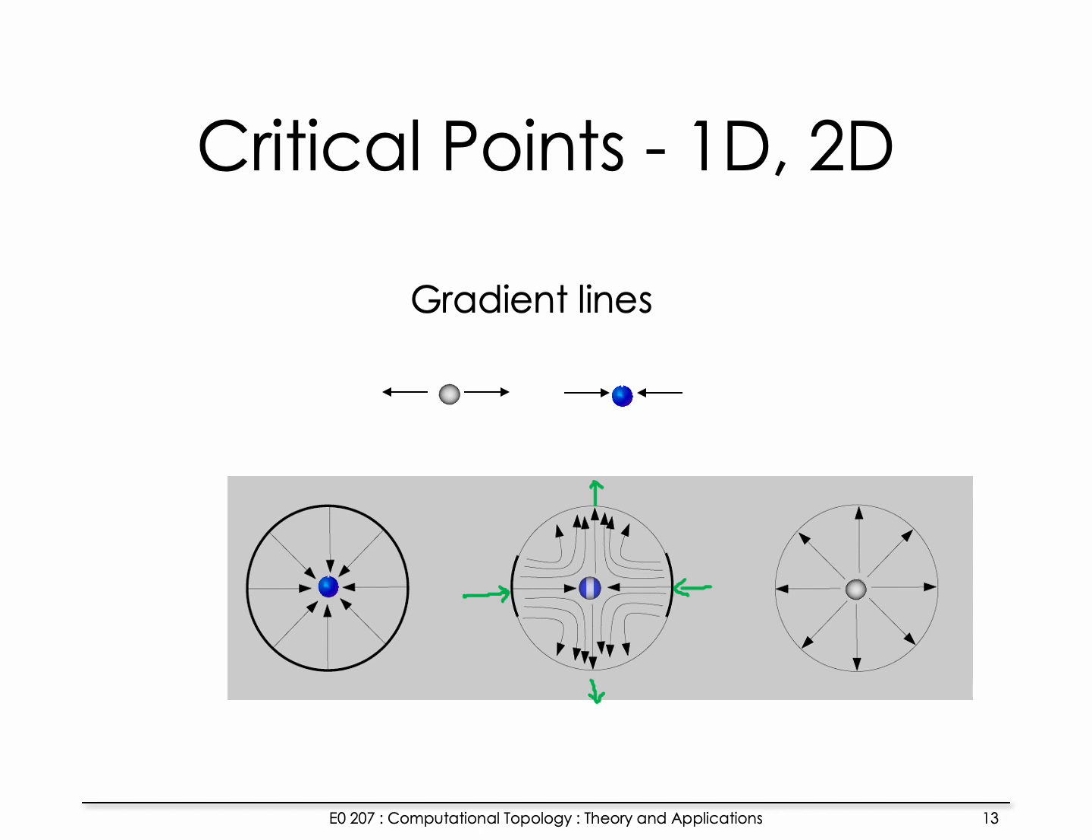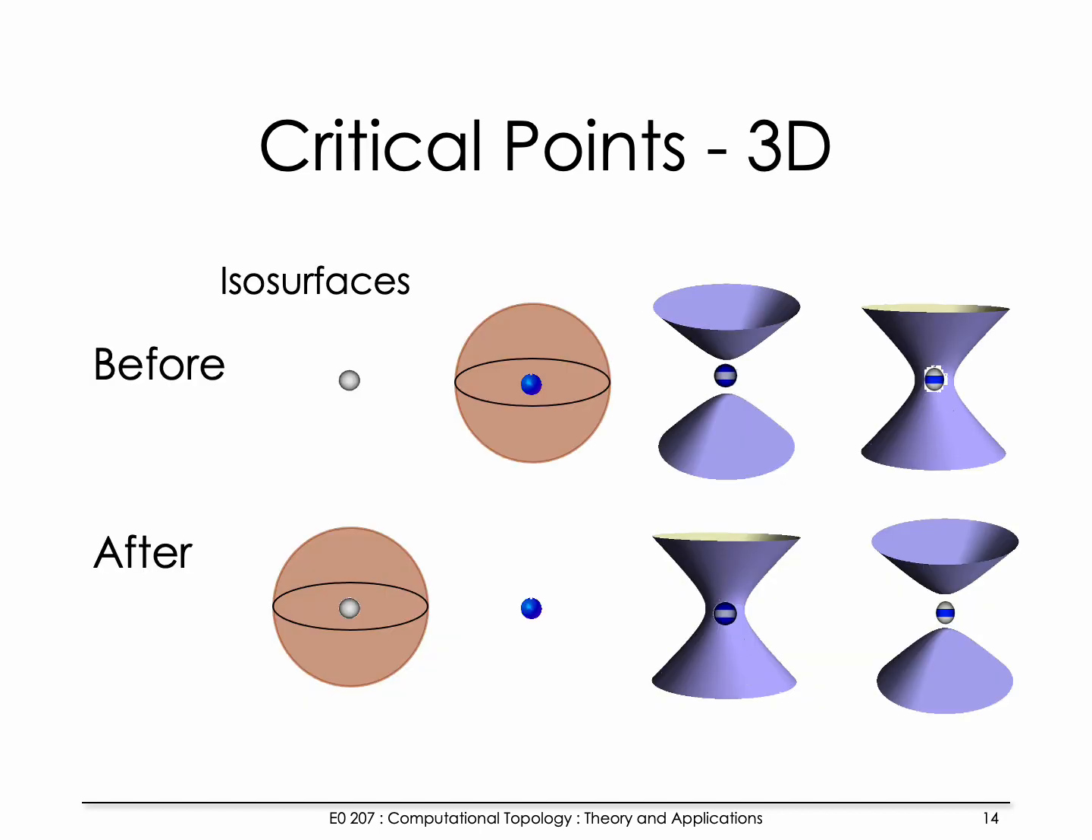Let's do this exercise for 3D. So again, for 3D, there are 4 different types of critical points, remember. For a minimum, the isosurface, before you cross the minimum, is empty. After you cross the critical point, the isosurface gains one component. So the isosurface in particular looks like a sphere. So this is a minimum.